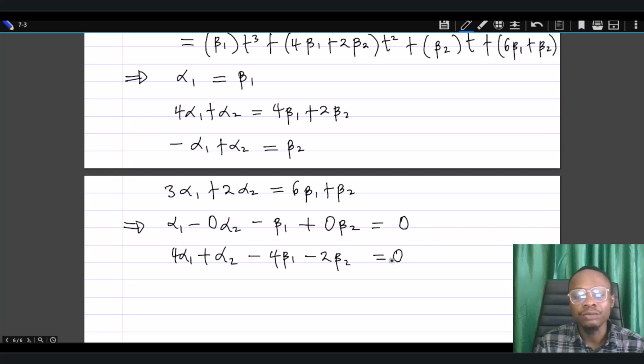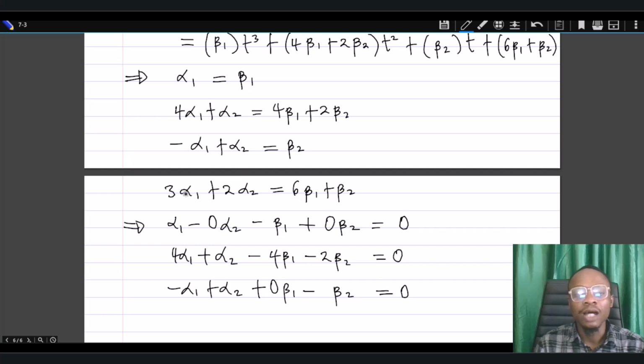We good. Then for the third, we have minus alpha 1 plus alpha 2. There is no beta 1, so we can put plus 0 beta 1, then minus 2 beta 2. Okay. So that's minus beta 2, please. I'll move beta 2 to the other side here. Okay. So that is going to be equal to 0 as well.